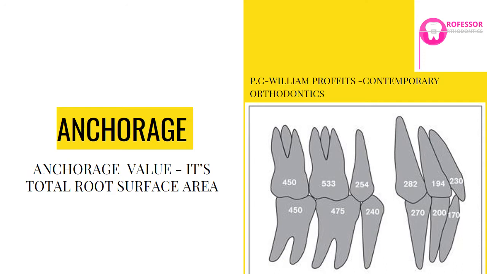The second definition, given by Proffit, says anchorage is the resistance to unwanted tooth movement. Again, he's referring to the tooth movement of the anchorage unit. Third is the one given by Nanda. He went ahead and was more specific in this definition. He said that anchorage is defined as the amount of movement of posterior teeth, the molars and premolars, to close the extraction space in order to achieve selected treatment goals.